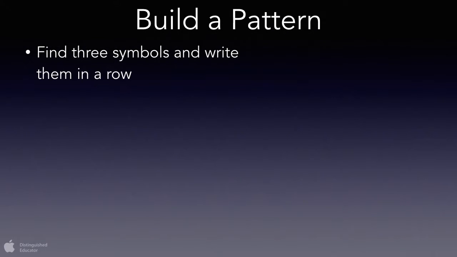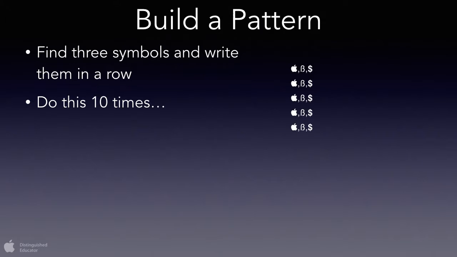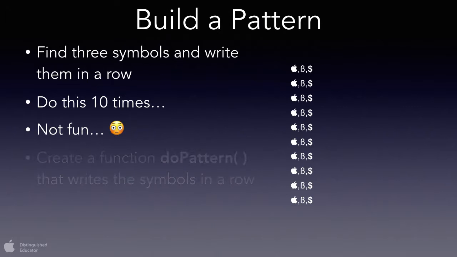So we're going to build a pattern. So find 3 symbols and write them in a row. And you should do this 10 times. And that would look something like this. So you have 3 symbols and you write them in the line 10 times. And that is not really too fun, is it? So instead, let's create a function.